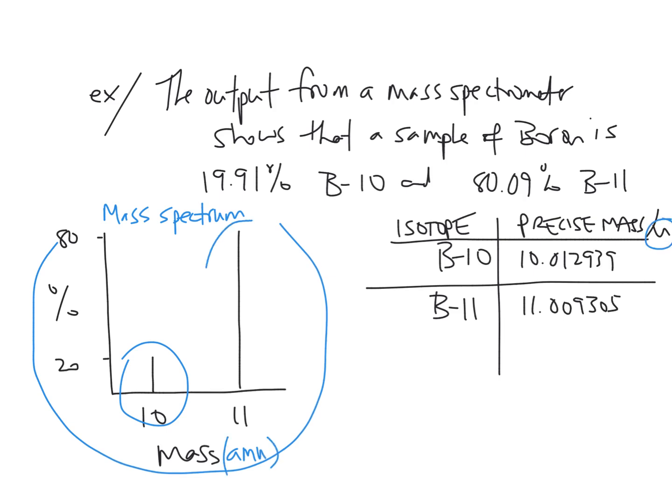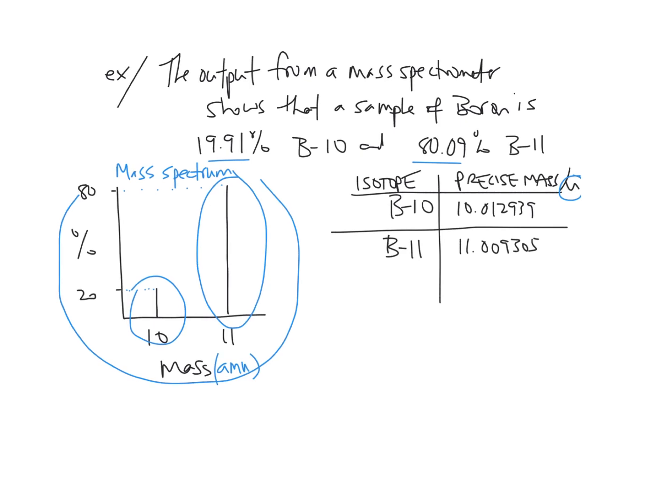And then there's the peak that represents the boron-11, and you can see that corresponds to around 80%, but I've got the precise value over here, and this corresponds to around 20%, but we've got the precise value here. So imagine we could see this with more precision. The sample of boron is 19.91% boron-10 and 80.09% boron-11. Obviously, those add to 100%, which is good. That accounts for all the atoms in the sample of boron that we put through the mass spec.